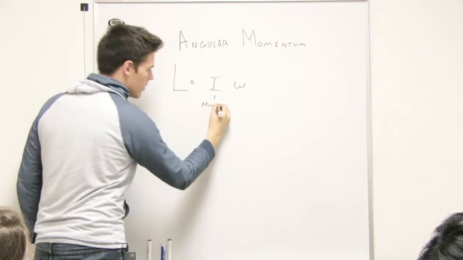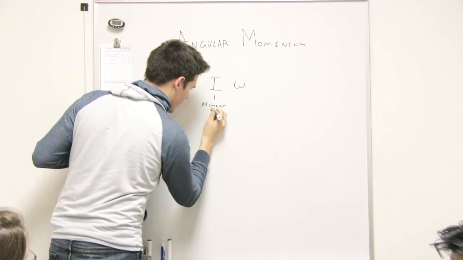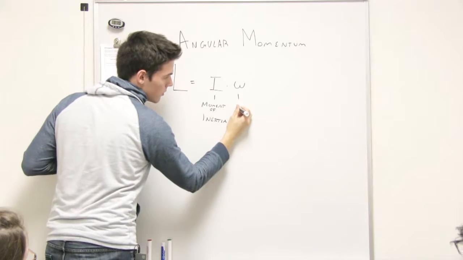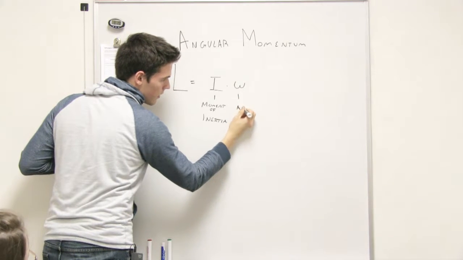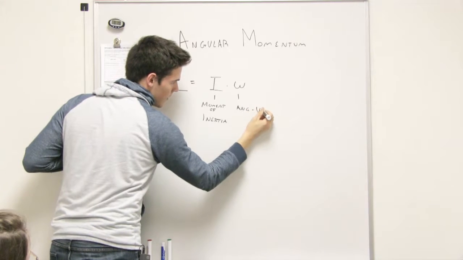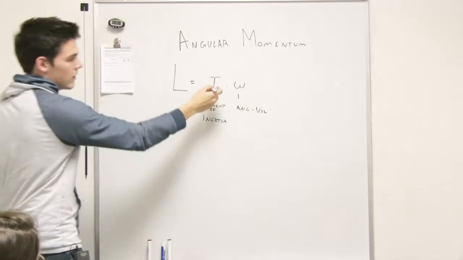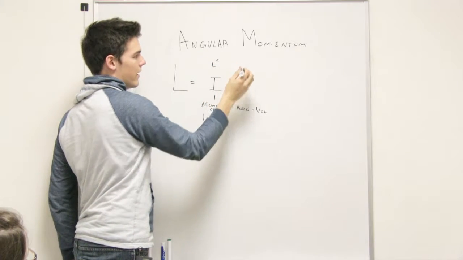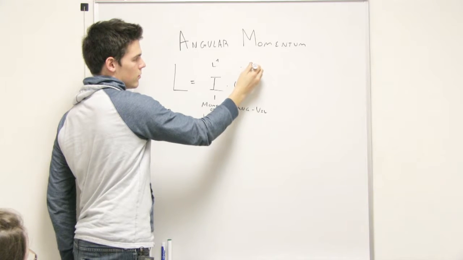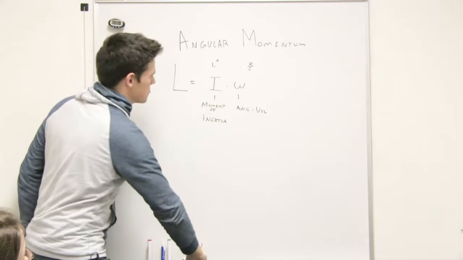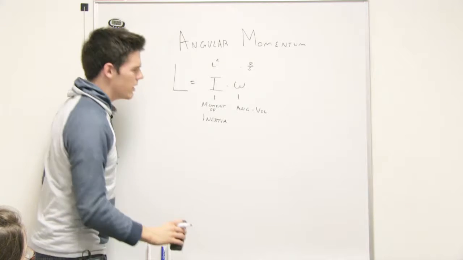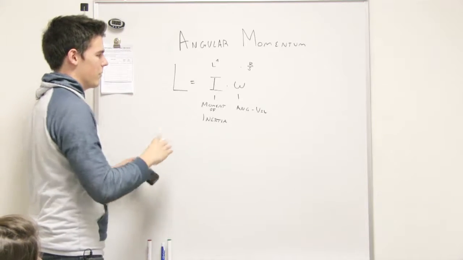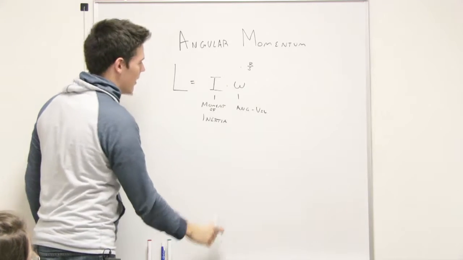So L is your angular momentum, I is your moment of inertia, and omega is your angular velocity. The moment of inertia is in length to the fourth, and omega is in radians per second. Length to the fourth, what does that mean? It actually depends on what it is.